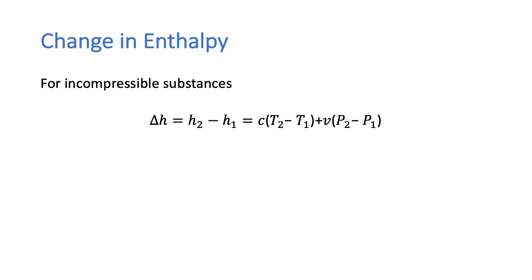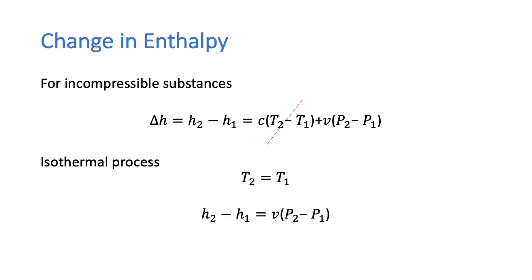For incompressible substances, we know that delta H, the change in enthalpy, is equal to C times (T2 minus T1) plus V times (P2 minus P1). If the process is isothermal, T2 is equal to T1, and that first term goes to 0. Delta H is therefore equal to V times (P2 minus P1), where V is the specific volume, and P2 minus P1 is the change in pressure. The specific volume is equal to 1 upon rho, which is the density. So the enthalpy change we can write as (P2 minus P1) divided by rho.